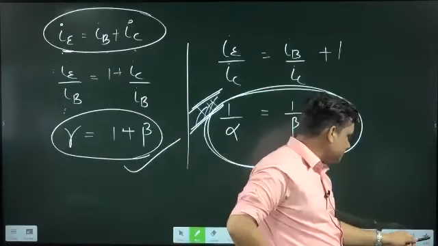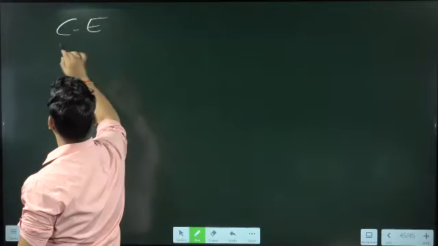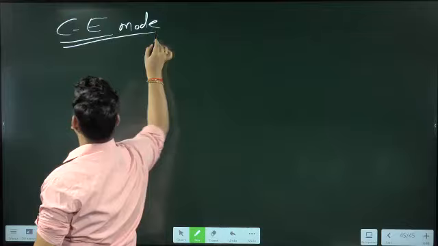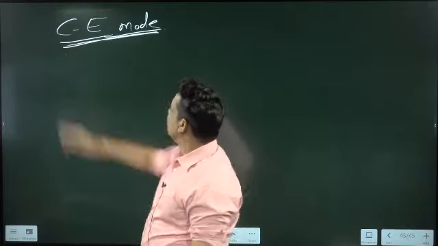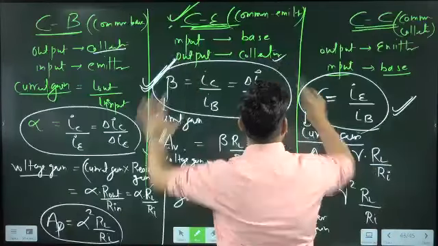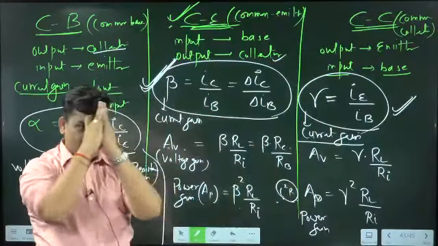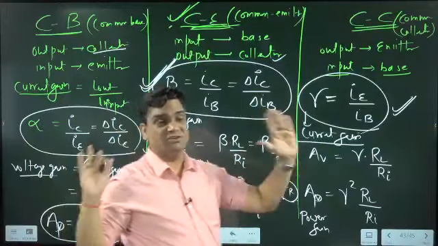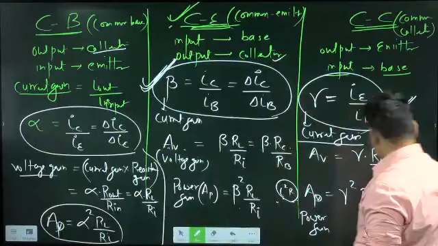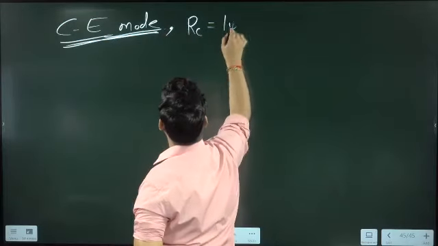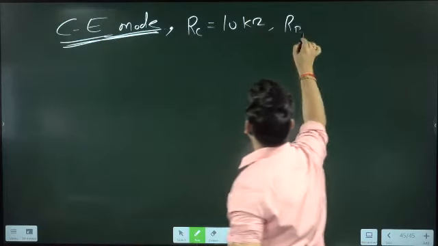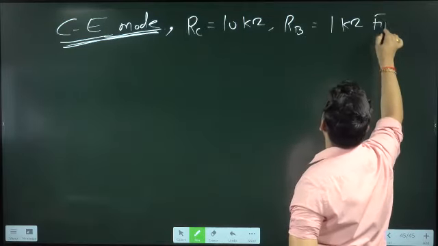Now, numericals on this I will take. I will ask a question here: in a common emitter mode, because generally they will ask questions for the common emitter, okay? It is very easy to remember all formulas together, so we will have the complete knowledge and we will not make any mistake in any of the modes. So in the common emitter mode, they have given RC equal to 10 kilo ohm and RB equal to 1 kilo ohm.